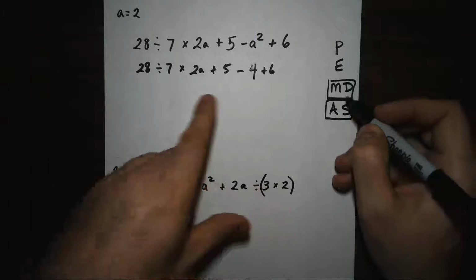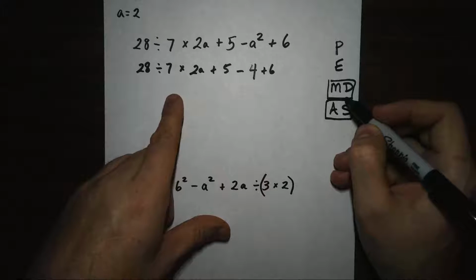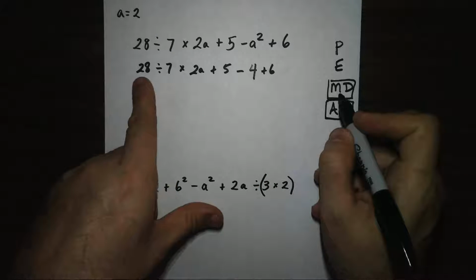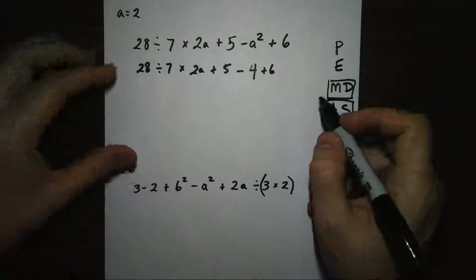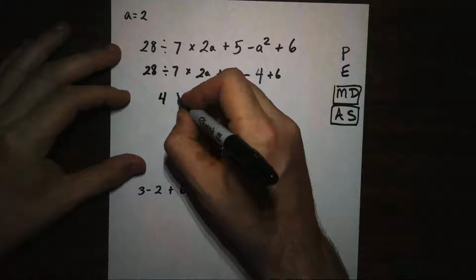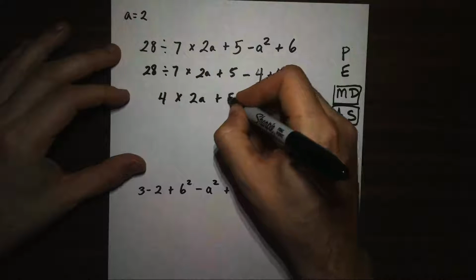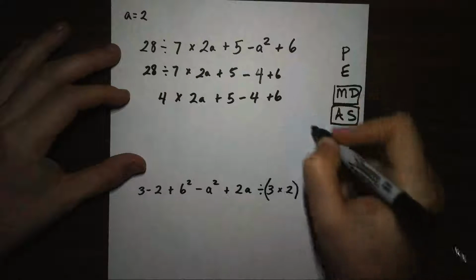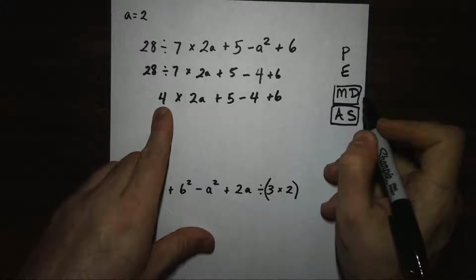And now I'm going to continue to look for any more exponents. I don't see any, so now I'm on the step of multiplication and division. And I'm doing that from left to right. So the first thing I see is 28 divided by 7, which is 4. And again, I'm going to rewrite everything. And I'm going to look for some more multiplication and division.